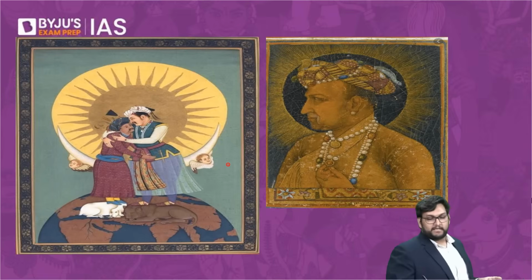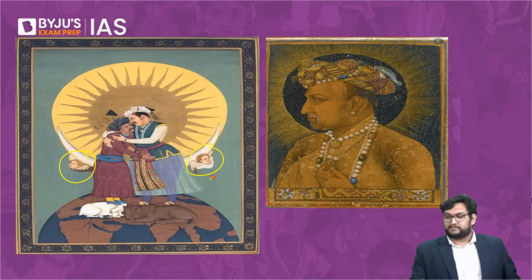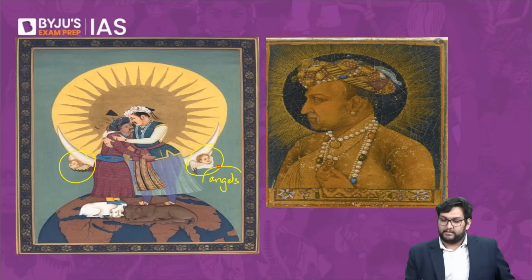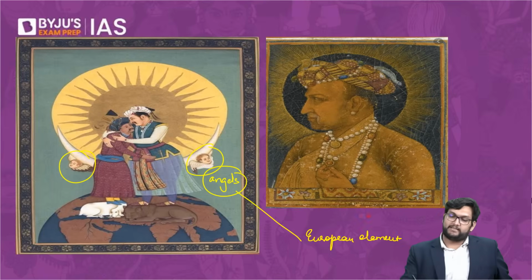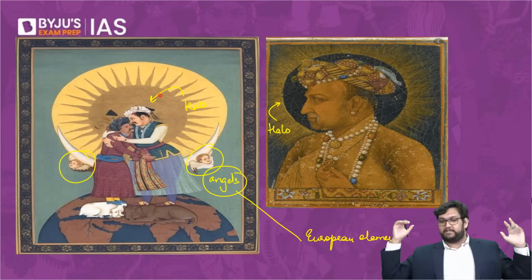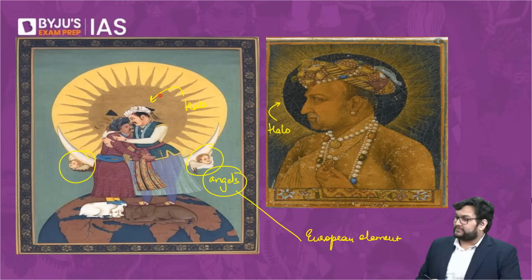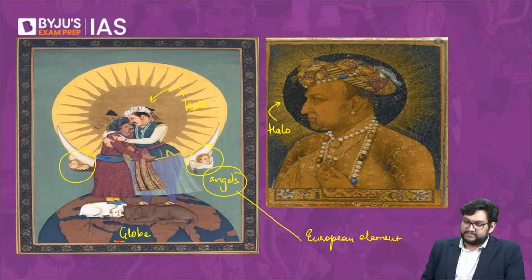Firstly, you can see these are angels. It's a very strong European element. Thereafter, he started to use the halo quite a lot, which is basically an aura behind him. Then, because he had seen the globe for the first time, representing the earth, the globe was something which Jahangir loved.